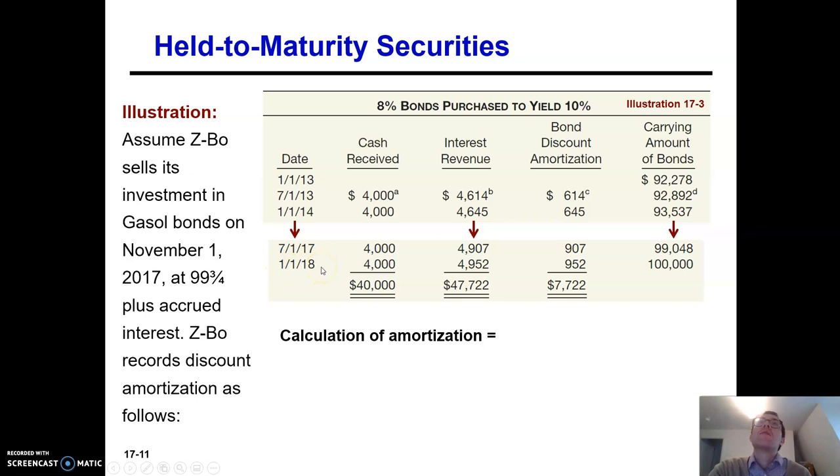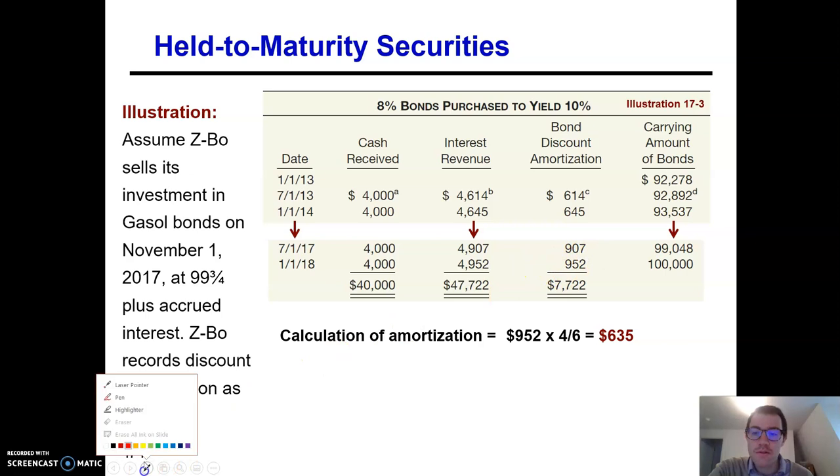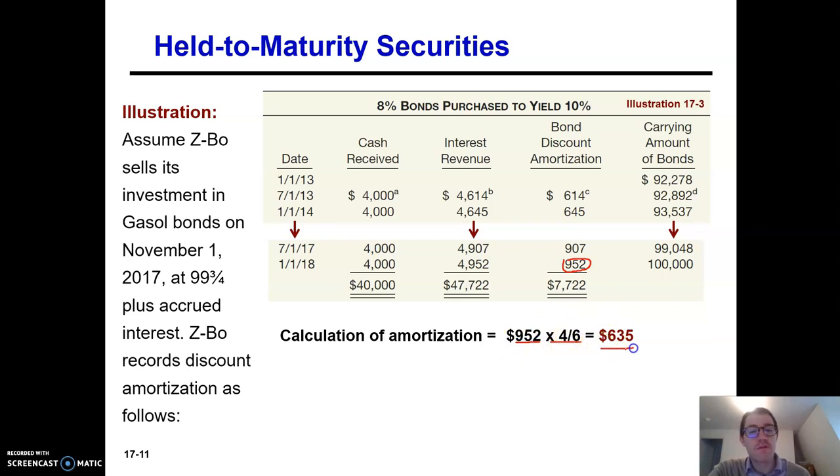Let's see where we're at. July, August, September, October. Okay, so 4 months. We're 4 months into the 6-month differential between these two dates. Okay, so if we're going to sell them at this point in time, we got to update the discount amortization. And as you can see, it was supposed to have $952 amortized if we were on schedule. But because we're selling it on November 1st, we're just going to take 4 out of 6 months of that, equals $635.